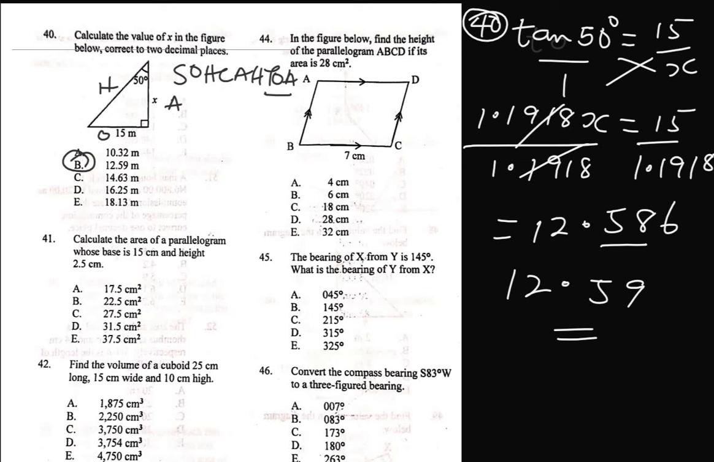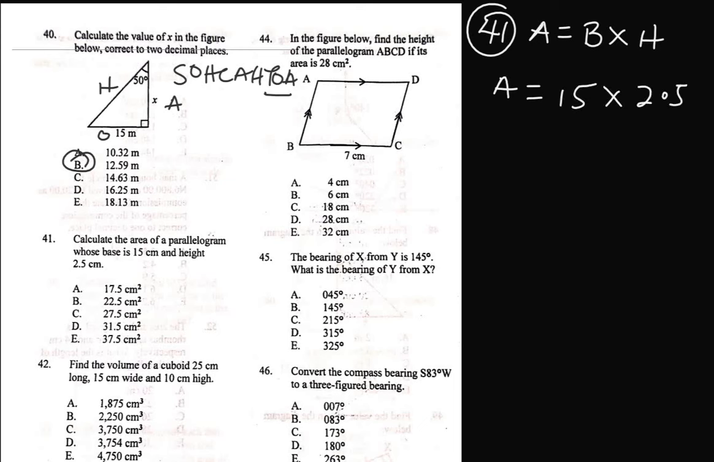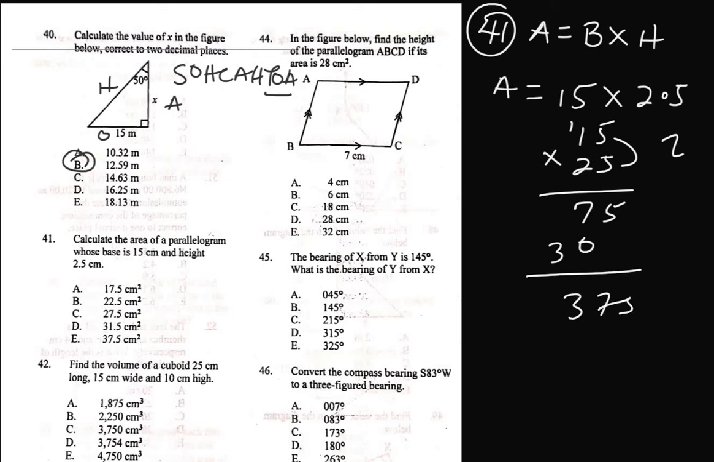Question number 41 says, calculate the area of a parallelogram whose base is 15 centimeters and height 2.5 centimeters. Area of a parallelogram is the base times the perpendicular height. So area will be the base, which is 15, times the height, which is 2.5. So 15 times 2.5, 5 times 5, 25, 5, 2. 5 times 1, 5 plus 2, 7. 2 times 5, 10, 0, carry 1. 2 times 1, 2 plus 1, 3. 375.